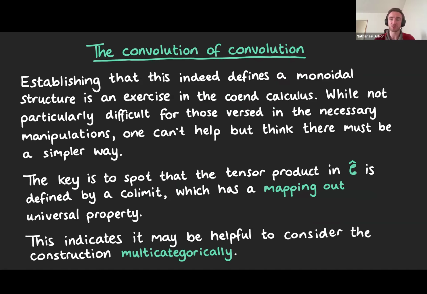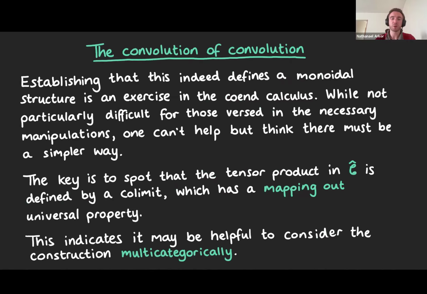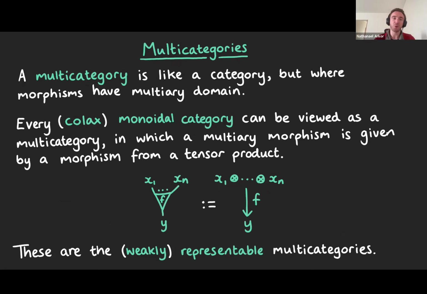The key to understanding how to simplify this definition is to observe that the tensor product in this presheaf category is defined using a colimit. And colimits have mapping out universal properties. What this suggests is that we can probably gain something by trying to look at the situation multicategorically, because multicategories are also defined in terms of mapping out in a suitable sense, which I'll mention in just a moment. So let's see what that looks like.